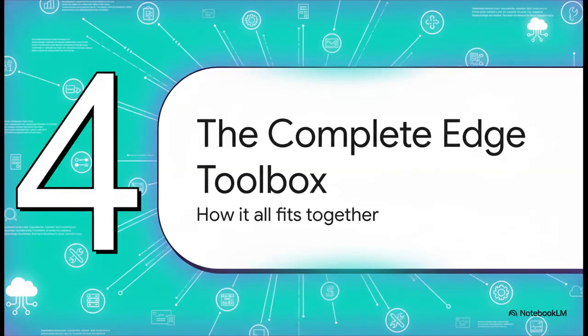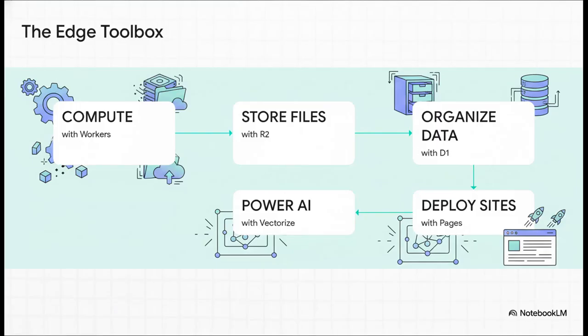So, we've looked at all these individual tools, one by one. Now, let's take a step back and put it all together. Let's see how they create one complete, incredibly powerful developer toolbox. And here it is, the whole shebang. You start with your engine, compute with Workers. You store your big files in the warehouse, store with R2. You organize your app's data in the filing cabinet, organize with D1. You get your website live for the world, deploy with Pages. And you make it smart, power AI with Vectorize. It's the complete system for building right on the edge.